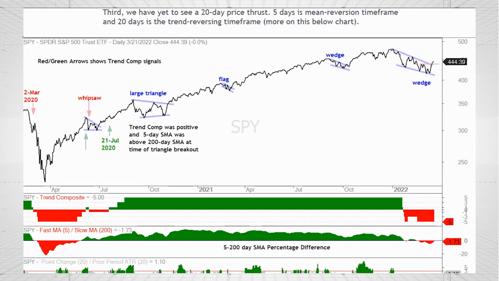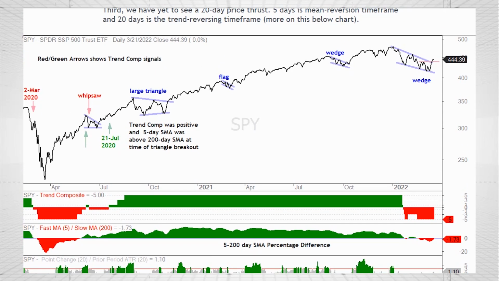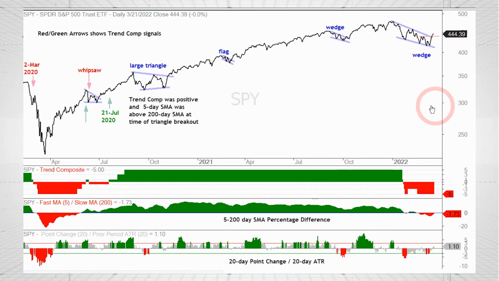And here's the chart for SPY. And what we can see is, you know, it is kind of tempting in a way because, let me see if I can get this, because I'm working right off of the commentary that was posted on Tuesday morning. And we can see here, it does look like a bullish wedge. And we do have a wedge breakout working here. But we can see the trend composite, which is the trend indicator for the S&P 500 SPDR here, is negative, -5. The 5 days below the 200-day. And we can also see that this price thrust indicator I have, which is a 20-day point change divided by the 20-day average true range.